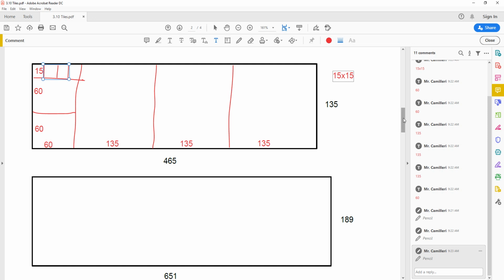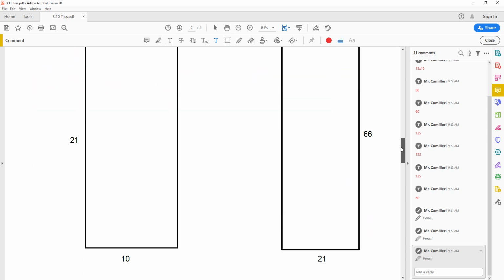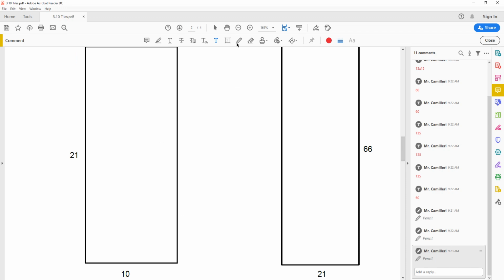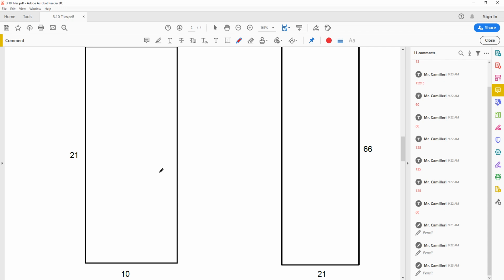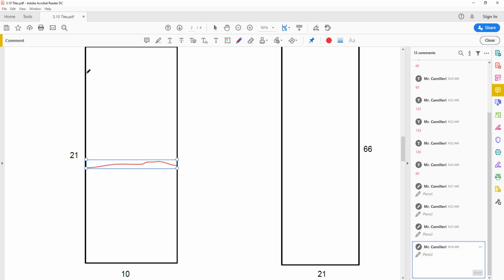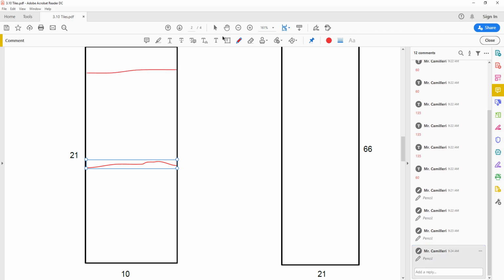Okay, let's go on to one other example. We'll do this one. So we've got 10 by 21. That means I can put two 10 by 10 tiles, and I'm left with 1 unit at the top, and this space is 1 by 10. The largest square tile that I can fit in that space is a 1 by 1. So I can put 10 tiles here.